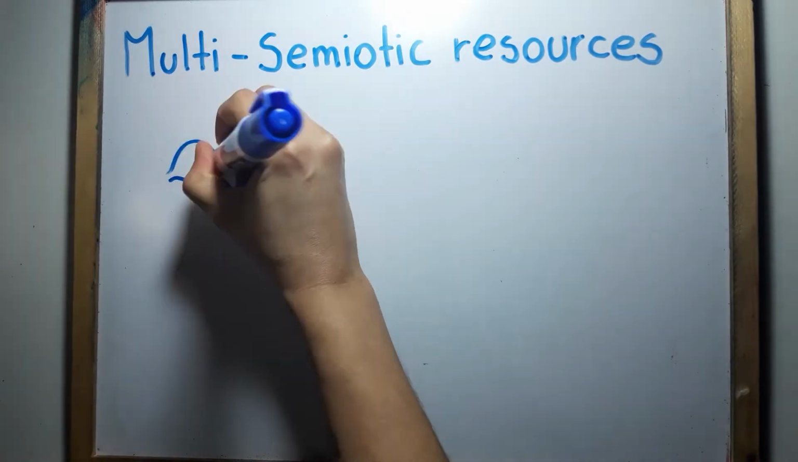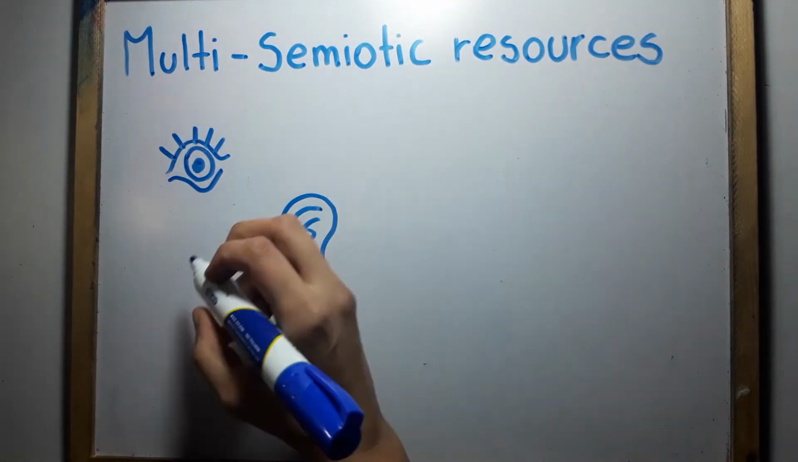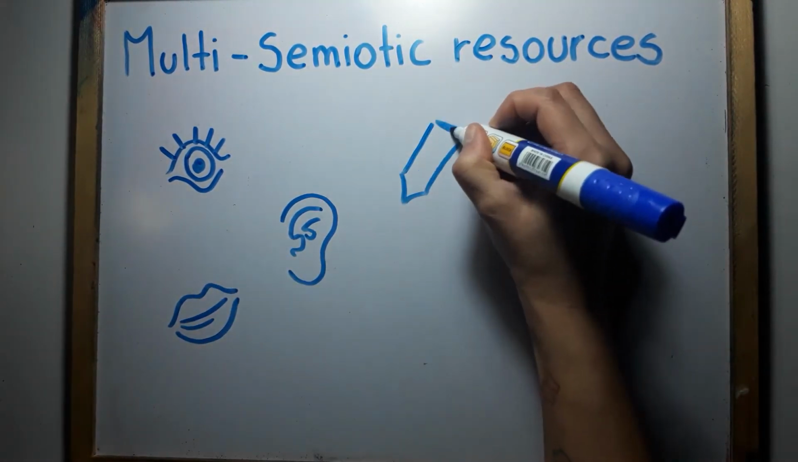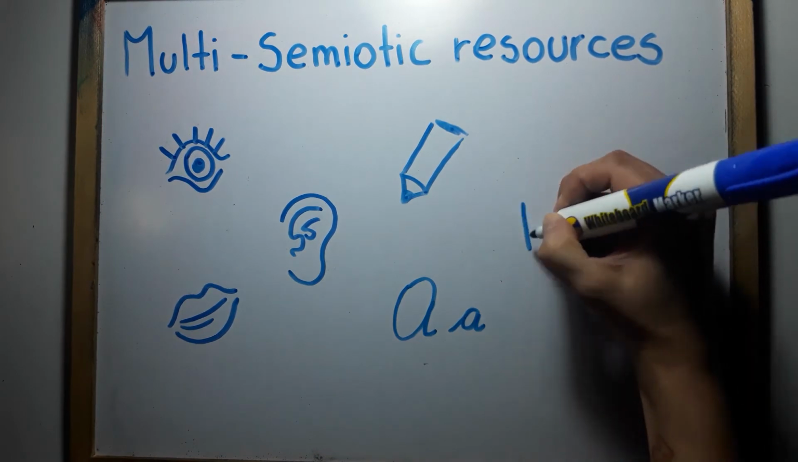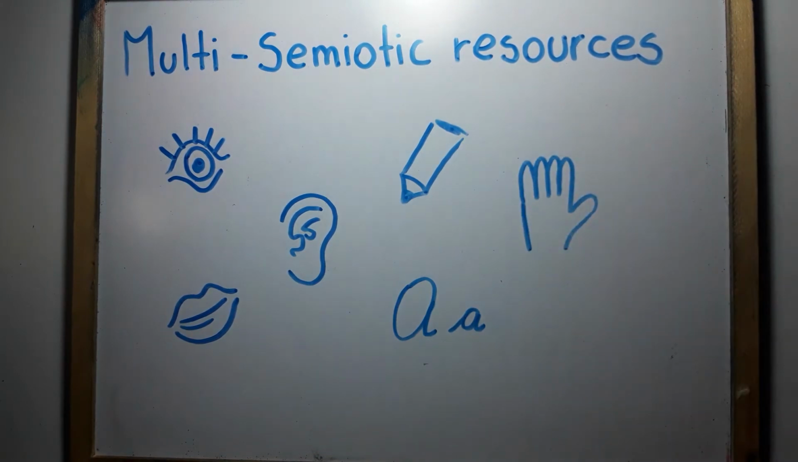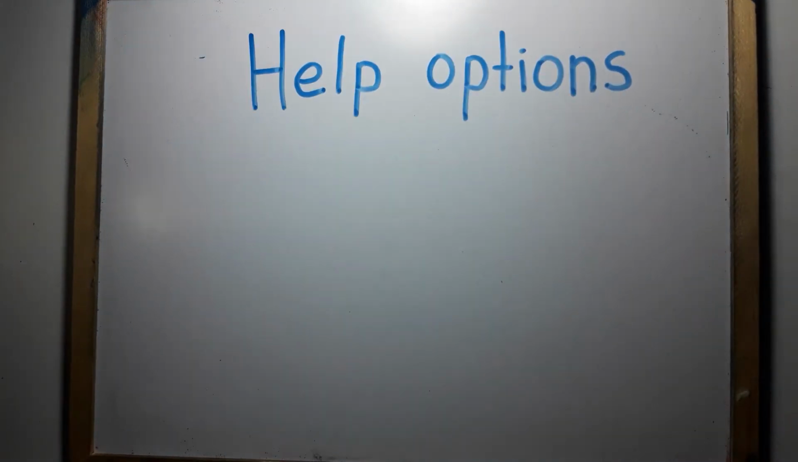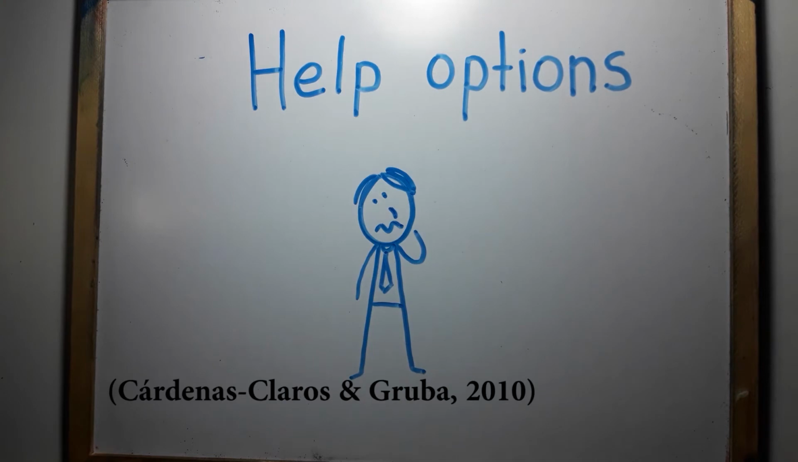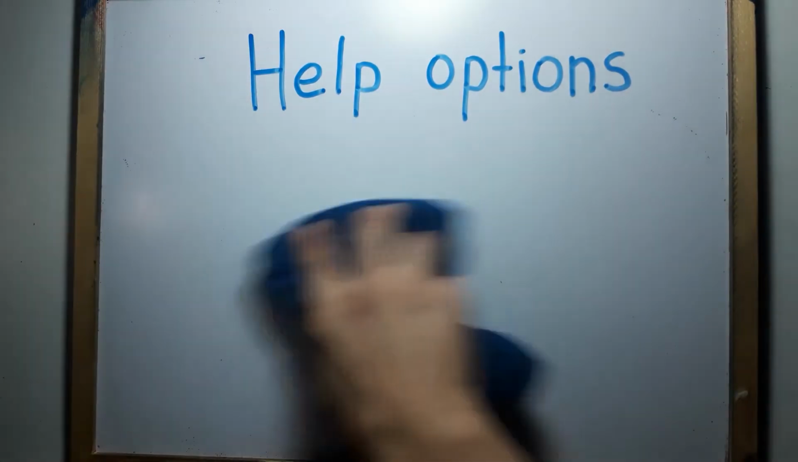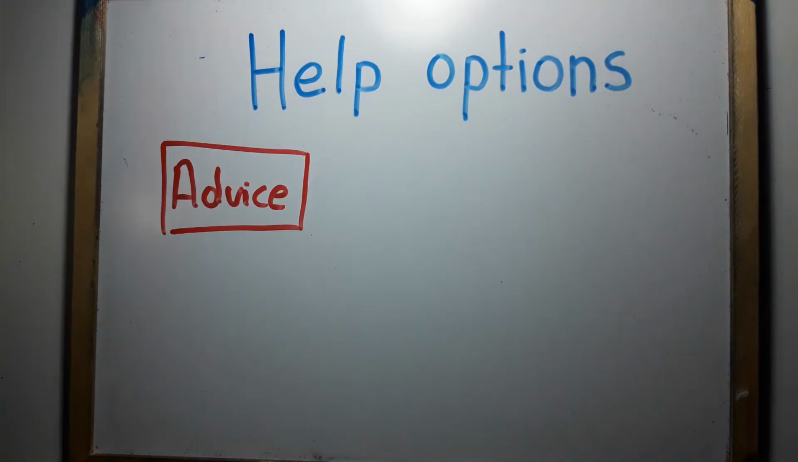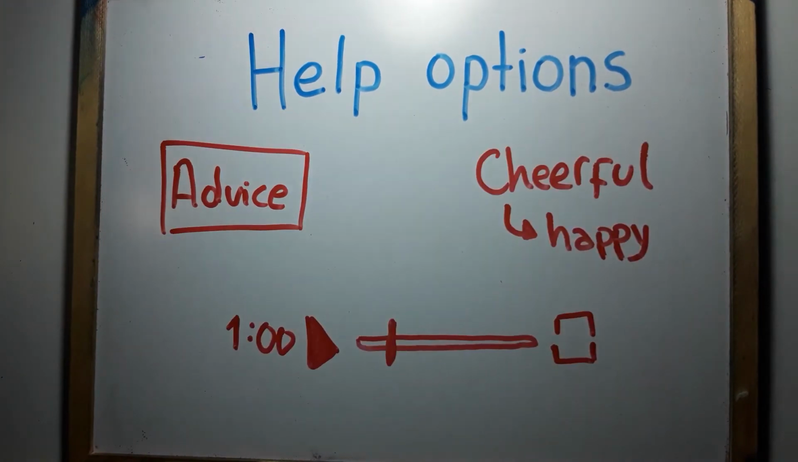Second, multisemiotic resources are defined as the combination of 2 or more meaning-making systems such as images, fonts, colors, etc. Third, help options are embedded application resources that seek to assist learners in performing computing operations and serve as a support for language learners as well. In my case, I added help options in the form of advice boxes, video navigation bars, and vocabulary support.